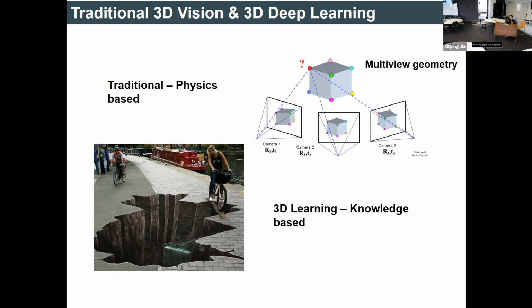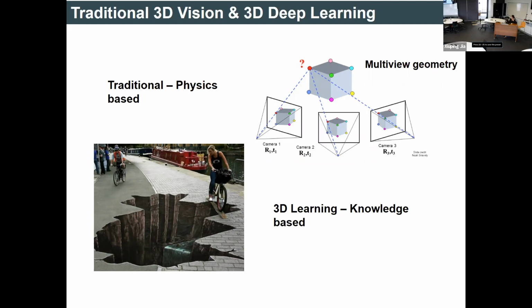On the other hand, the learning-based approach has a different starting point. Learning is knowledge-based. The learning-based approach represents how we humans look at things. So when we humans look at, for example, this chalk drawing in the street, we see a 2D image, but in our mind, our brain perceives it in 3D space through hallucination.